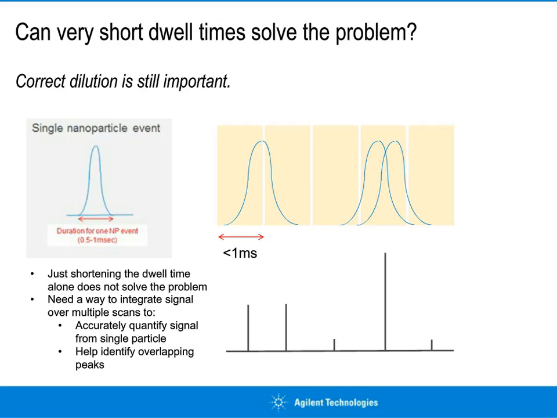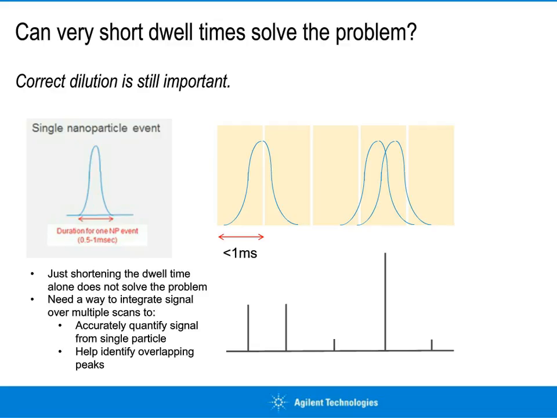You can also see that no matter how short you make the integration time, it's still possible for two nanoparticles to elute close enough together or co-elute to cause the signal to be non-representative in a high fashion. So, in fact, very short dwell times don't completely solve the problem, and correct dilution is still really important to avoid the situation where multiple particles elute during a single dwell time.